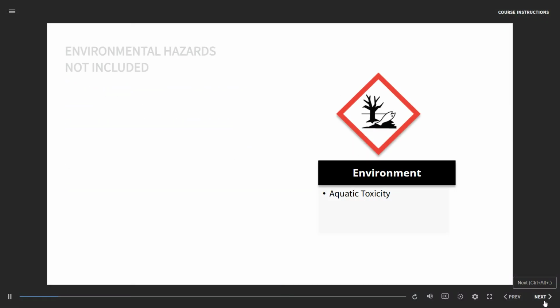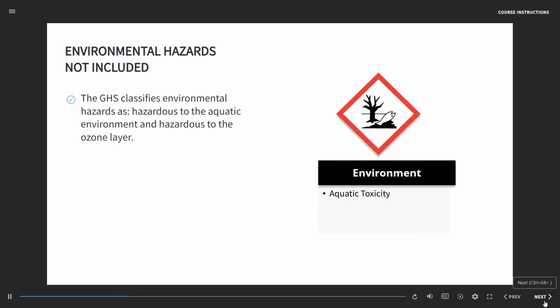This symbol of the environment, GHS, also defines an environmental hazards group. This group and its classes were not adopted in WHMIS. However, you may see the environmental classes listed on labels and safety data sheets. Including information about environmental hazards is allowed by WHMIS.